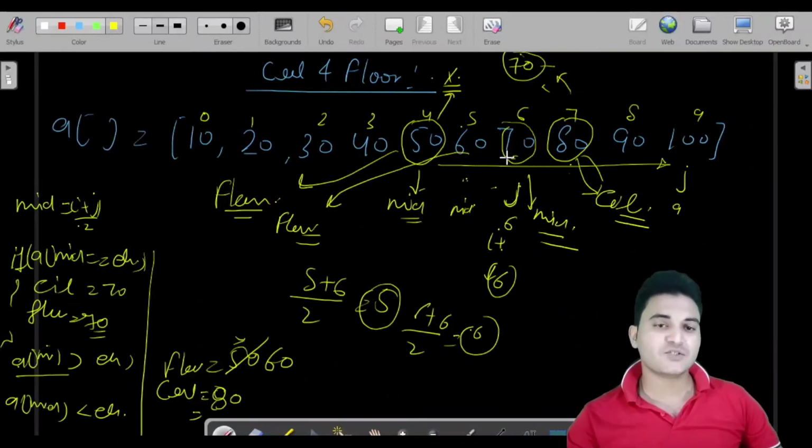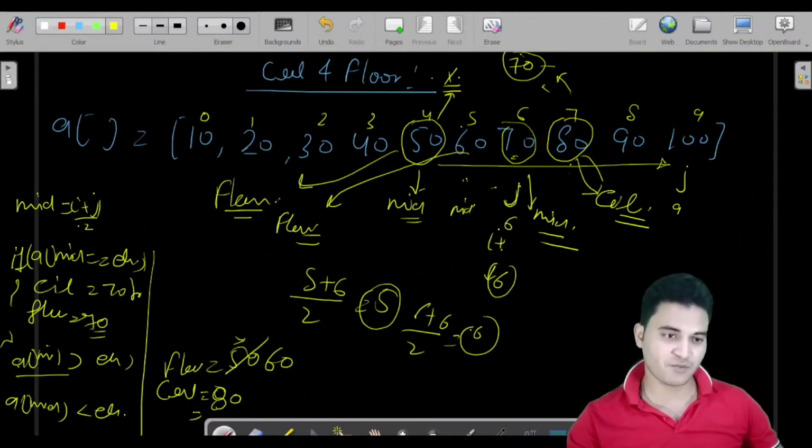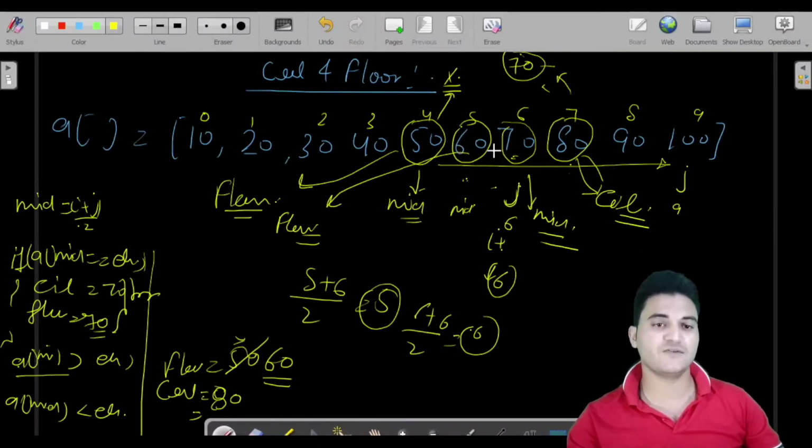And let us say, consider this: if you got 70, then 60 would be the floor and 80 would be the ceil. So in this case, if you got your element, then you just break from here. You don't initialize these two. That means 60 would be your floor and 80 would be your ceil. Fine. That means you do not have to assign these values. This depends on what the question asks you to do.